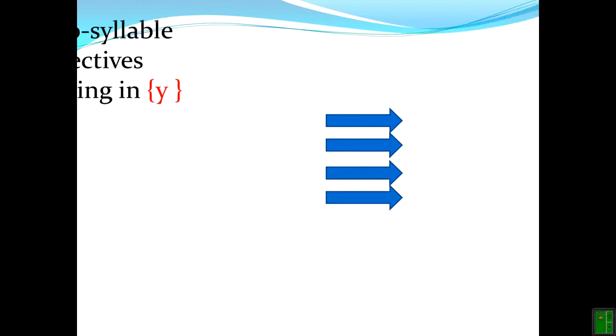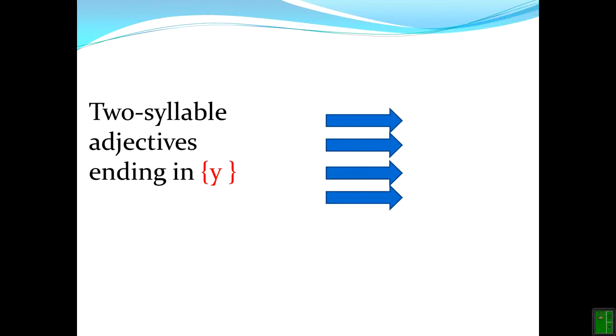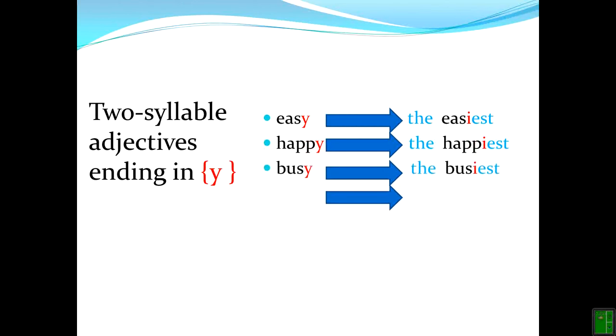Number 2, we have two syllable adjectives ending in the letter Y. Here are some examples for you to know some of these adjectives. Number 1, easy. Number 2, happy. Number 3, busy. Number 4, crazy. All these adjectives end in the letter Y.